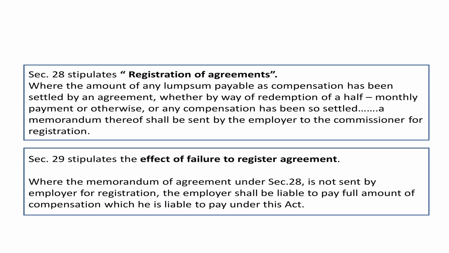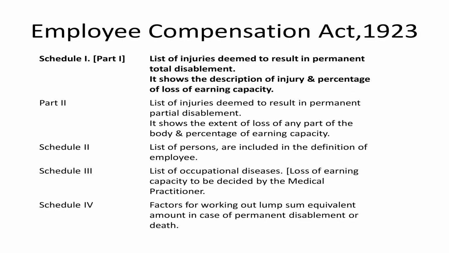And if the agreement is not sent and registered, the employer shall be liable to pay the full amount of compensation which he is liable to pay under the Act. Look at this. It stipulates that if you fail in this, the employer has to pay the compensation once again. So you must always remember that all the compensation should be routed to the commissioner, paid in his presence through an agreement made in his presence.